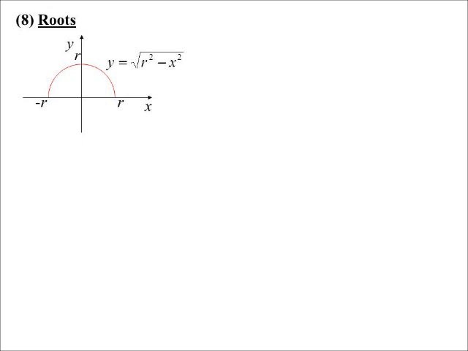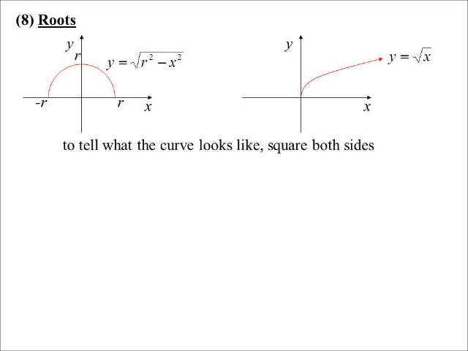Roots. Here we go. The semicircle, we talked a bit about that yesterday. And there it is. Y equals the square root of r squared minus x squared. The other common one we see is that one, half of the parabola, y equals the square root of x. All right. But if you didn't know, square both sides. So if you see the square root sign, that's what's causing you the problem. I don't know what it looks like.